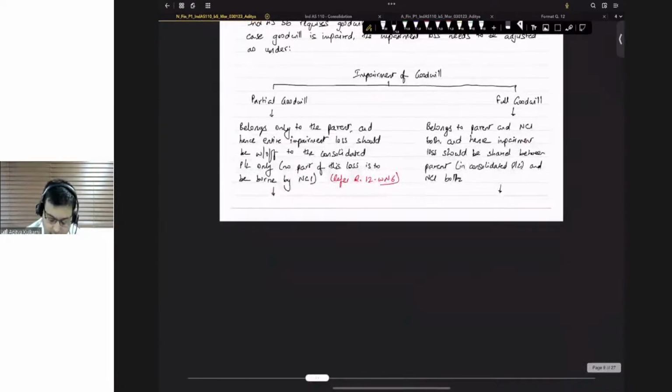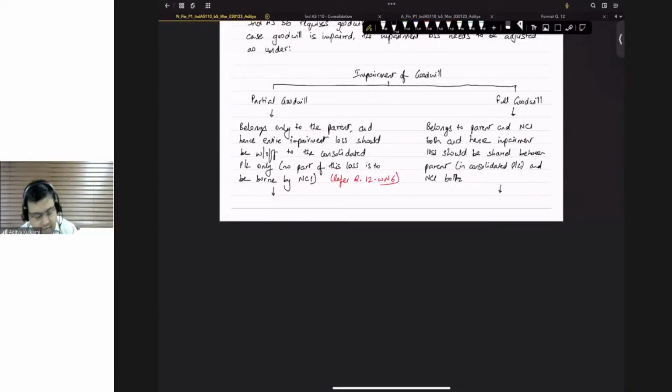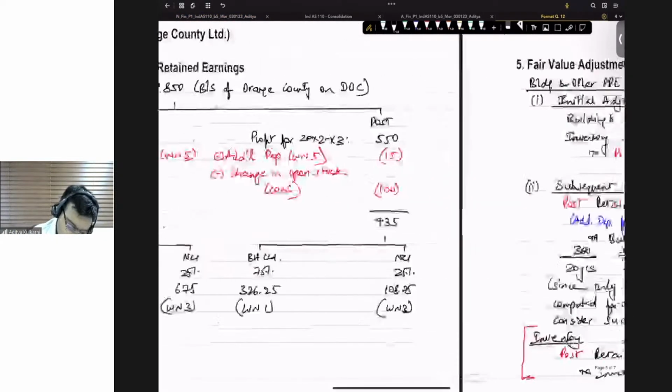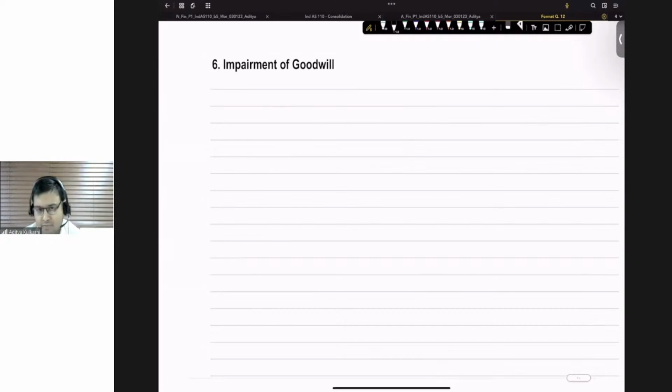Now suppose it is full goodwill. Then goodwill is attributable to the parent also, and goodwill is attributable to NCI also. And hence the impairment loss should be shared between the parent in the consolidated P&L as well as the NCI. The question is, sir, किस ratio में जाएगा? The question is in which ratio it will go. I'll just write here. We will be discussing it. I'll give the solution in a while.